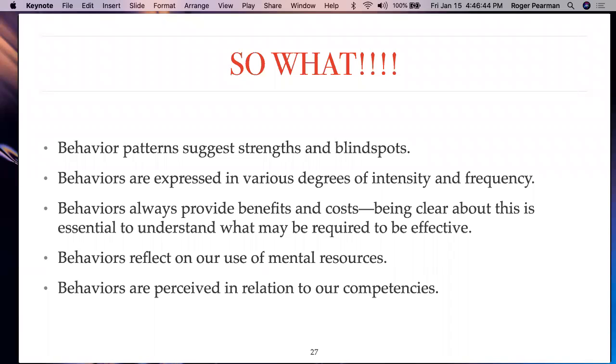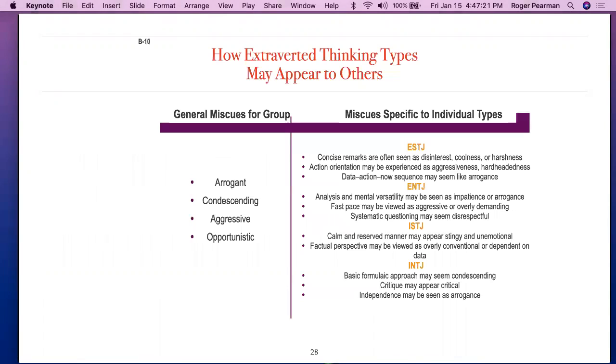So you might ask, so what? Well, we know that behavior patterns give us a sense of strengths and blind spots, and we'll look at a couple of those blind spots in a second. Behaviors can be expressed in various degrees of intensity and frequency, and there are costs and benefits with the behaviors that we engage in, and it'd be useful to understand that equation. And so we can evaluate whether or not that's an equation we're happy about, and whether or not we're using the full range of resources that are available to us as we go about dealing with the challenges and circumstances in our life. So here's an example of a cost-benefit scenario.